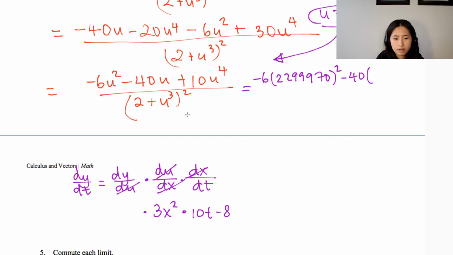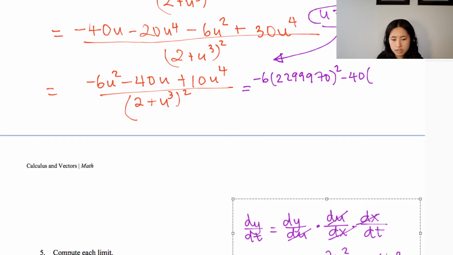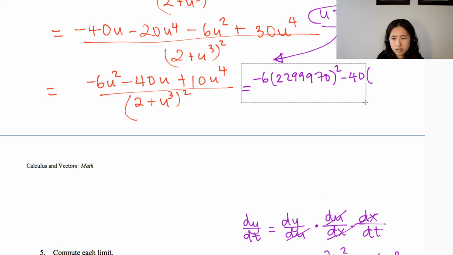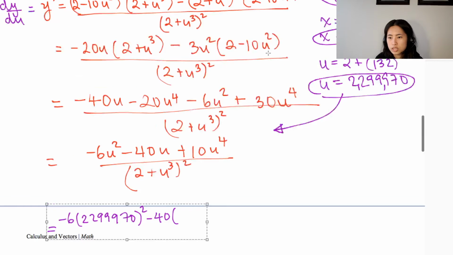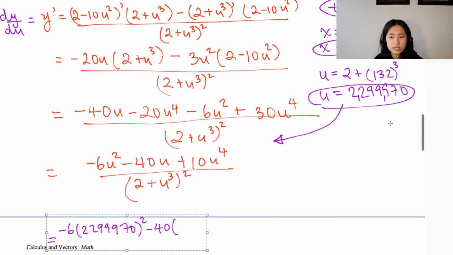we're not going to have enough space, so let me move this here, and then this probably here. Okay, great. So we're just taking the u, so we're still using this. The t is equal to 6, x is equal to 132, u is equal to 2,299,970.